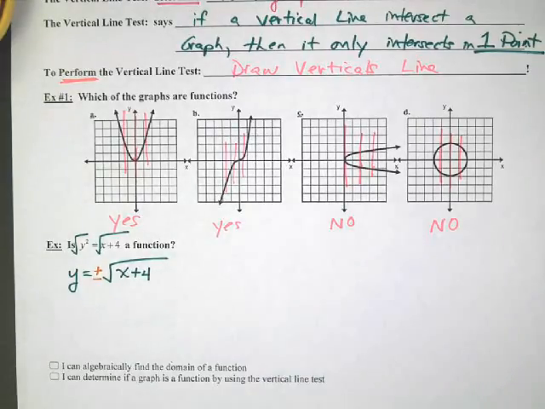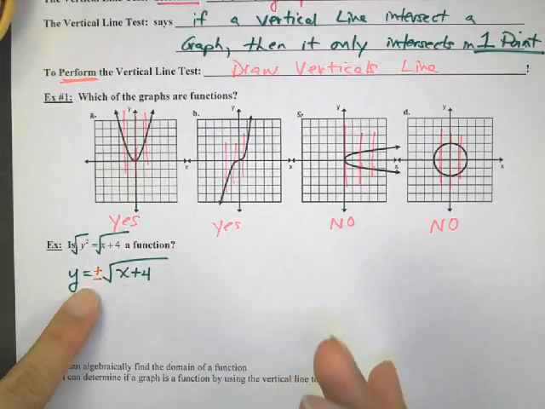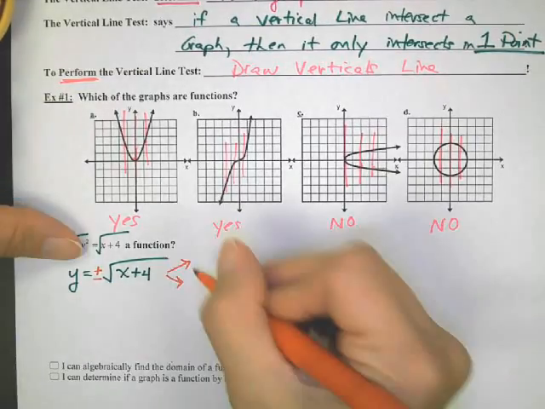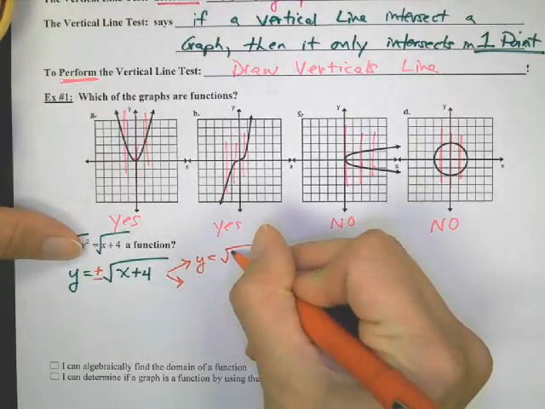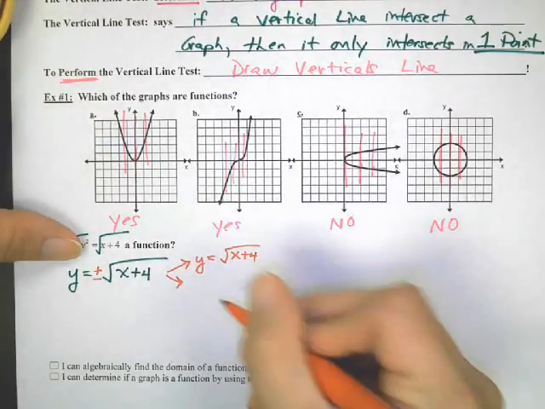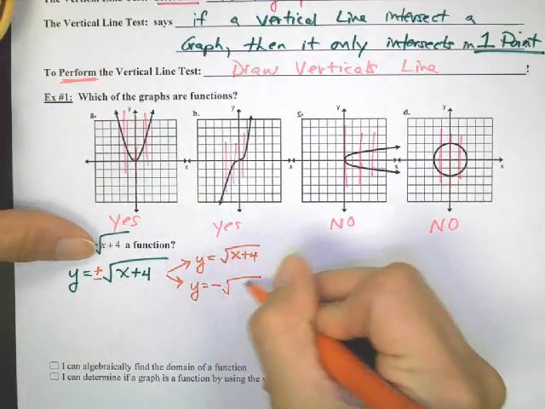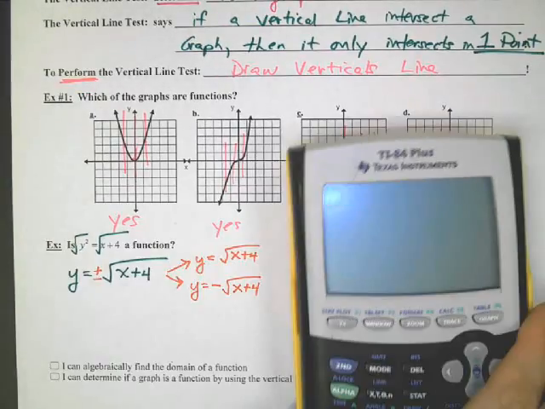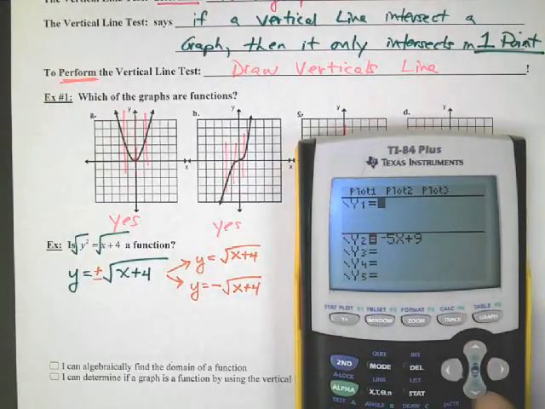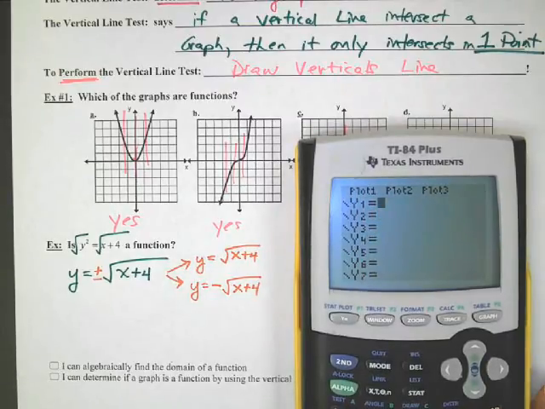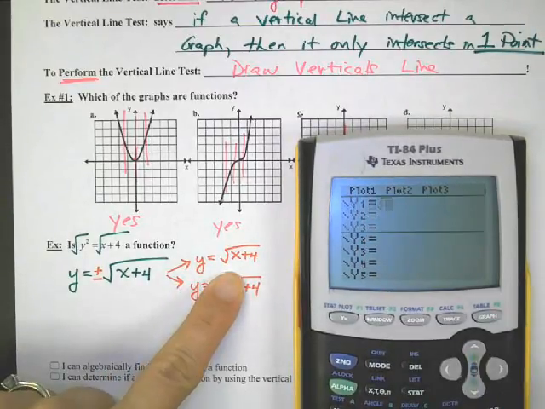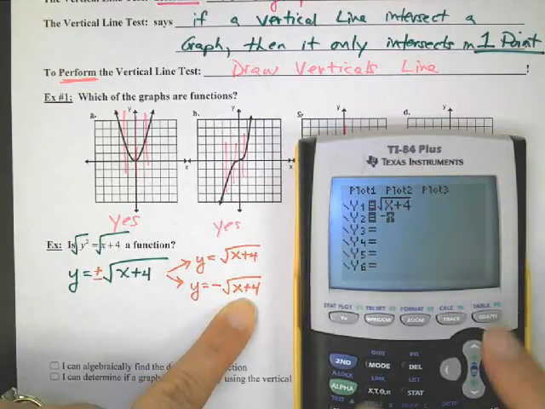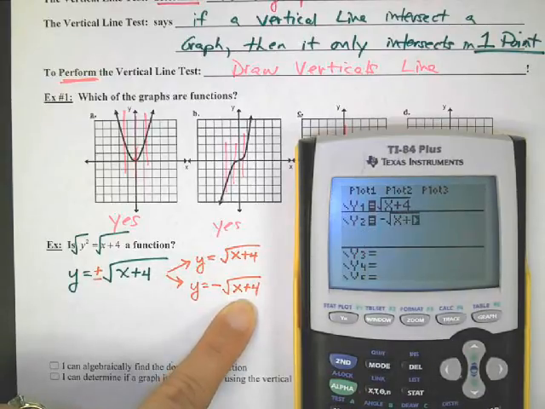I know that we've done something like this before. There is no plus minus button in the calculator, so we're going to have to type how many equations? 2 equations. We're going to have to type y equals the positive square root of x plus 4 and then the negative square root of x plus 4. So let's go ahead and take out our calculators and clear out all your equations that you might have. The first equation is the square root of x plus 4. And the second one is the negative square root of x plus 4.